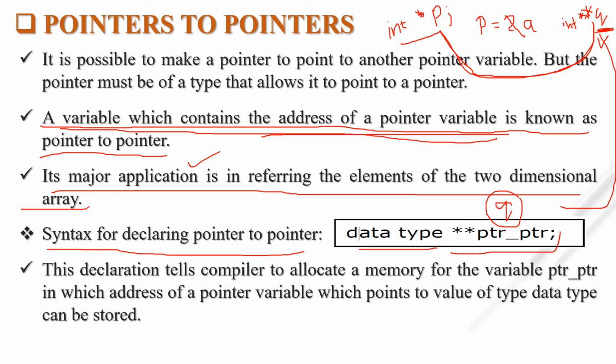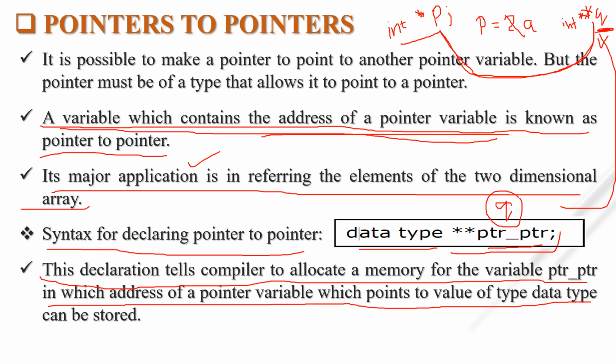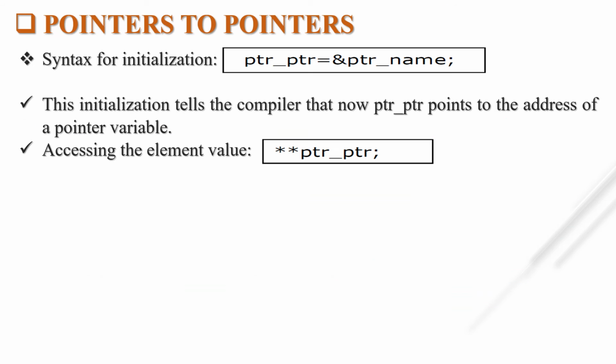So this declaration tells the compiler to allocate memory for the variable ptr, in which the address of a pointer variable that points to a value of the given data type can be stored. Let's see an example so that you can understand better.